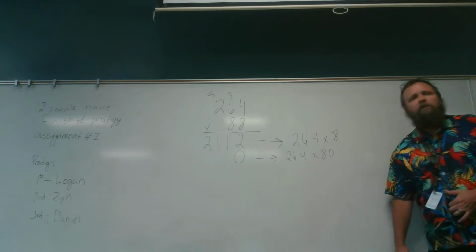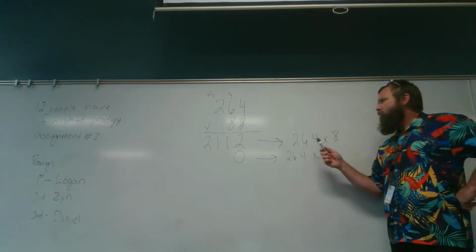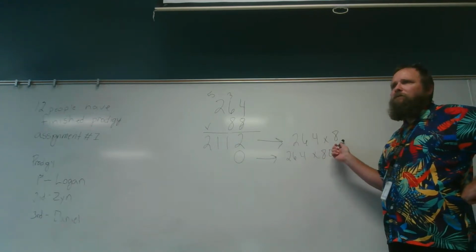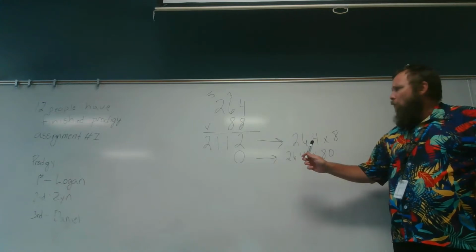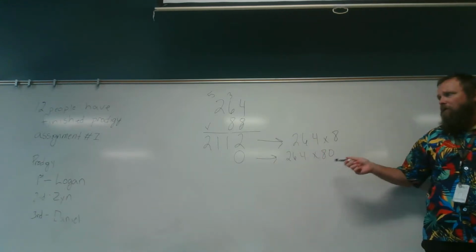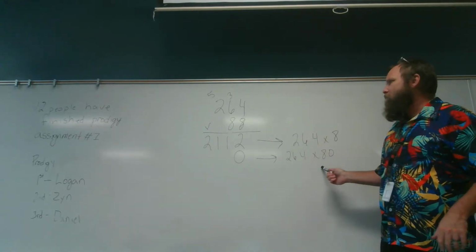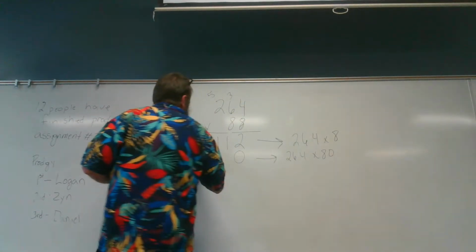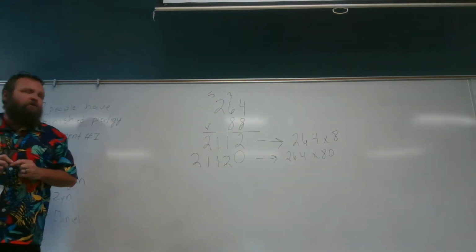Bailey, listen. Bailey, what is 264 times 8? 2,112. Good. So if 264 times 8 is 2,112, then 264 times 80 is going to be 21,120.